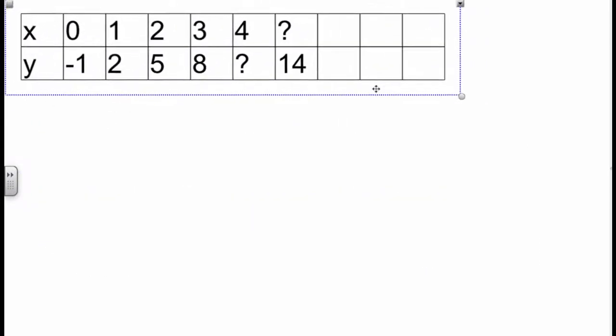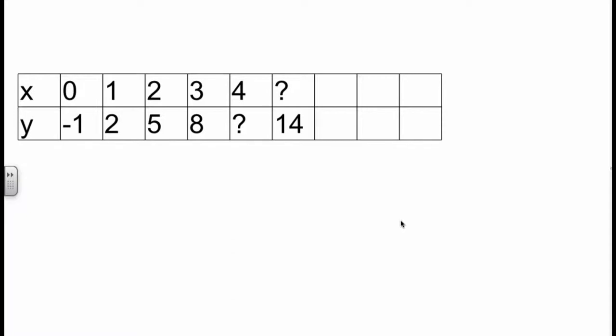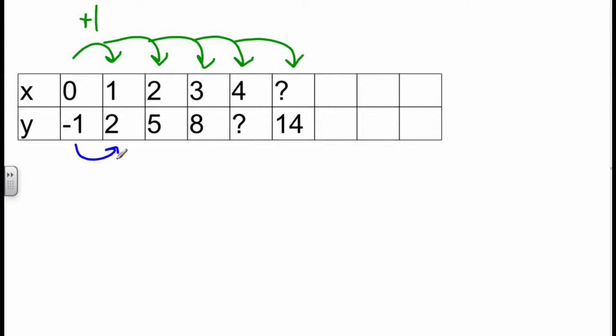So I'm going to put this up at the top here. Now we've got to find some patterns. What am I doing as I go from here to here to here to here to here? I'm adding 1. What am I doing on the bottom? I'm adding 3. So to go from here to here, I add 3, and then the same here, and the same here. Based on these patterns, you should be able to find the question marks, right? What are the question marks?